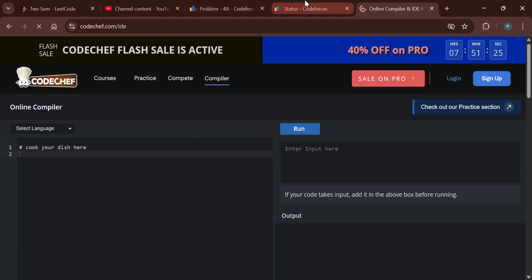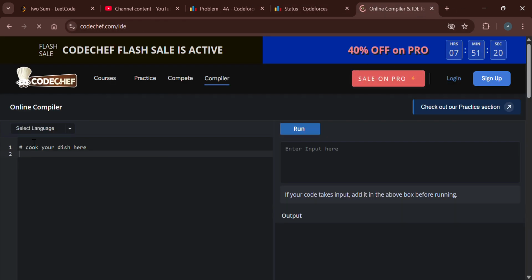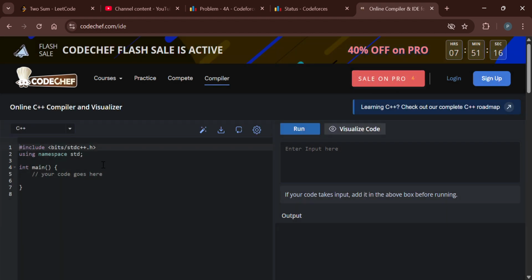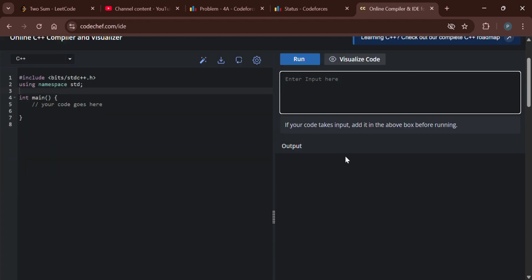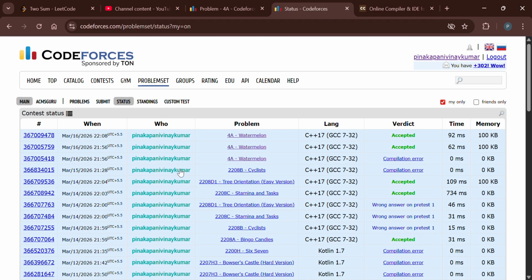So the code I wrote there, I must write it here. I'll select the language C++. There I get my hashtags and the predefined functions already, so I'll run it here, add my input and check for the output. If it comes out right, I'll directly copy and paste it here, and it gets accepted. That's it guys. I'll explain that approach in the next videos. Thank you.